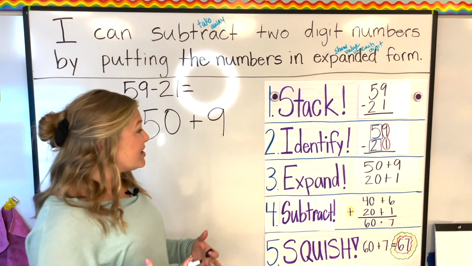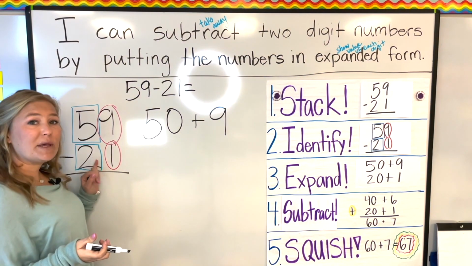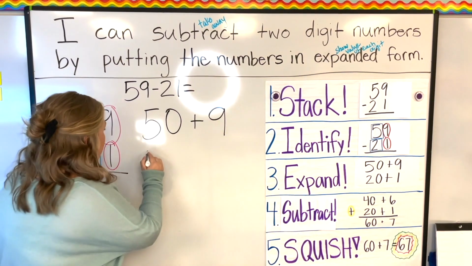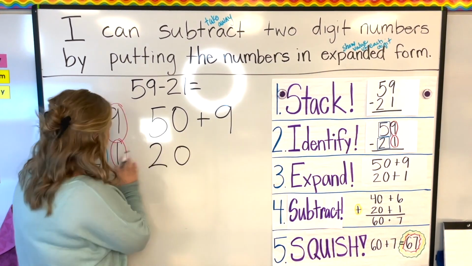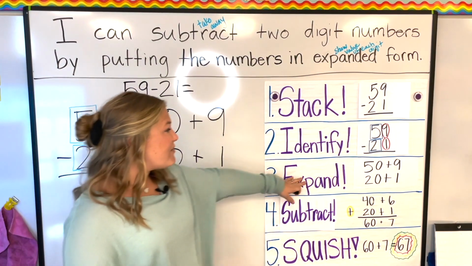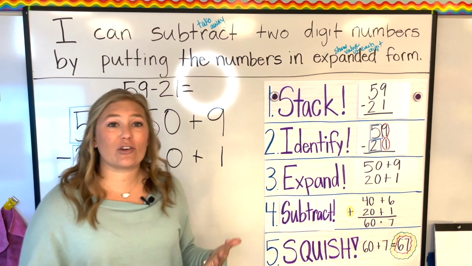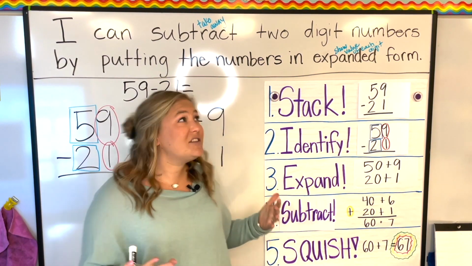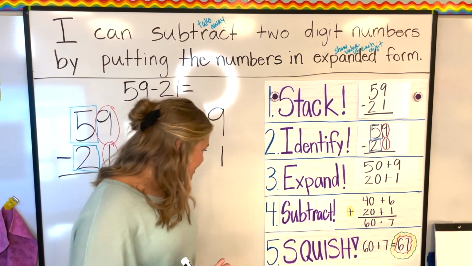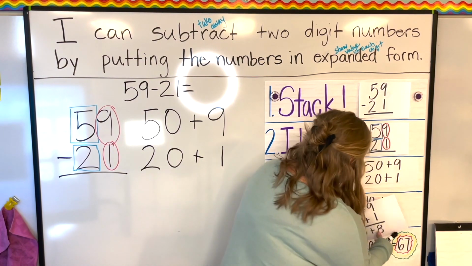Now we need to do the exact same thing with the number 21. I see a 2 in the 10s place, 2 10s. The value of 2 10s is 20. Plus the value in the 1s place, which is a 1. Now I have expanded my problem. This is that one step that we are changing because it has to go with what we said we were going to do. And what we're going to do is subtract. So our next step is to subtract our 2 expanded forms.